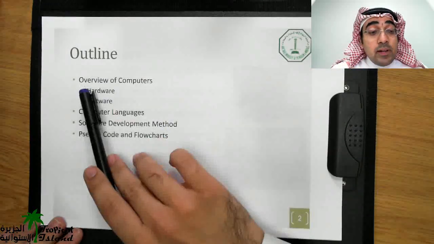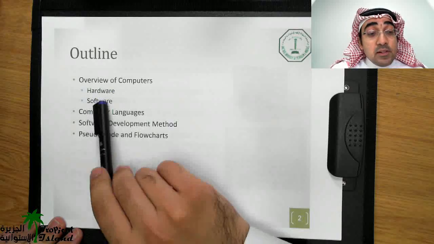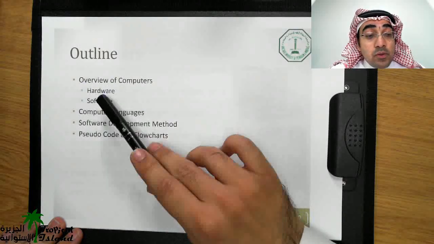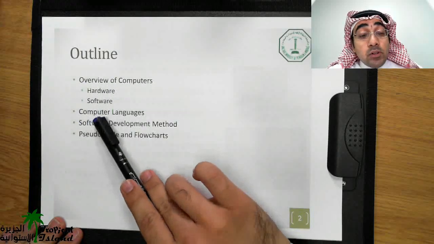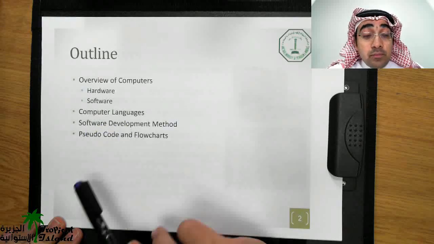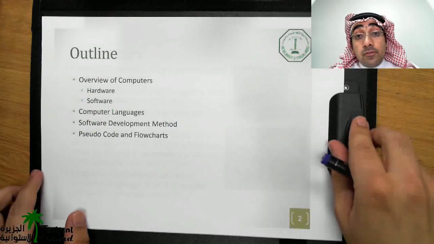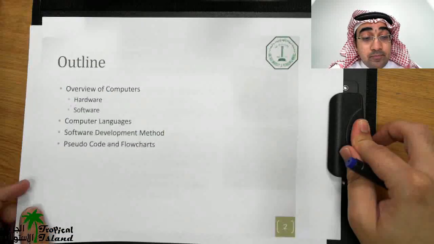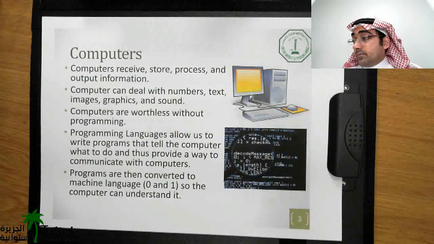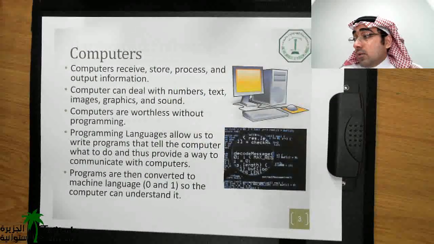Okay, so here's the outline of today's lecture. Today's lecture consists of an overview of computers, where we talk about hardware and software. Then we're going to talk about computer languages, software development methods, and then we're going to finally talk about pseudocode and flowcharts. Okay. So let's start.